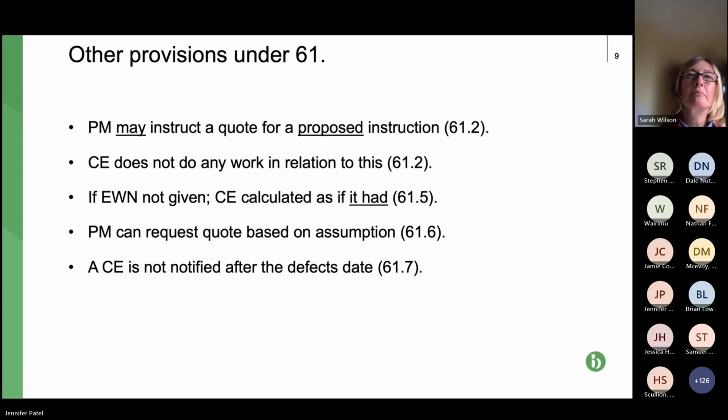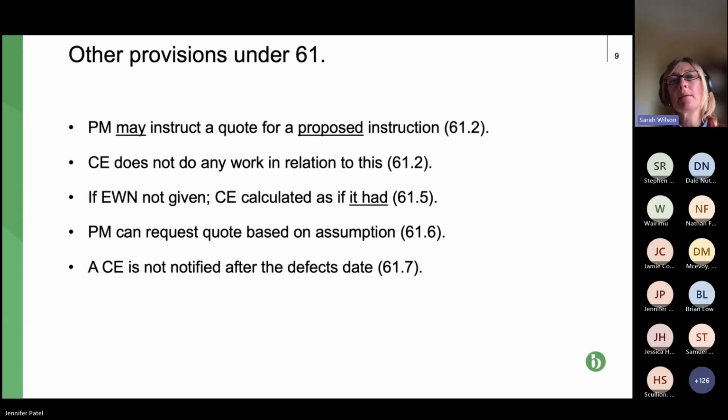Third bullet point down, we've talked about early warning notices. And this is another one where the clause at 61.5 provides the employer's remedy where the contractor fails to issue an early warning notice. Note that there is no specific remedy where the employer or the project manager failed to issue an early warning notice, but they still have the obligation to issue one.